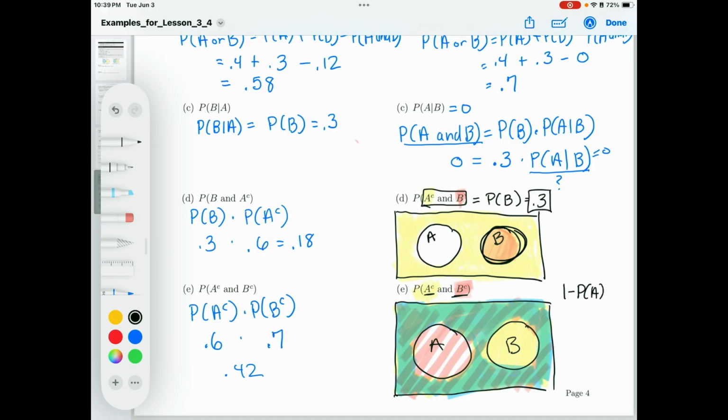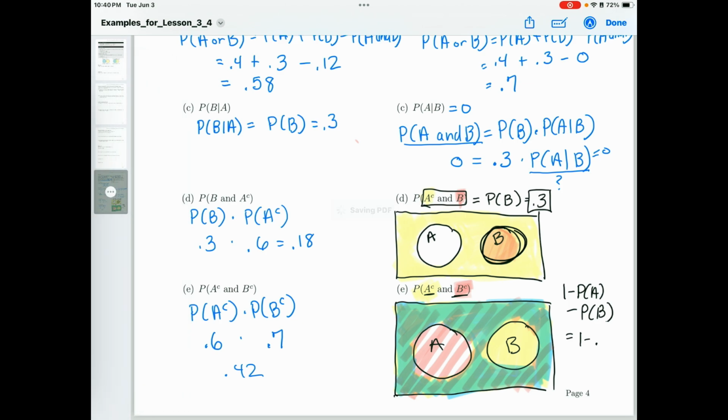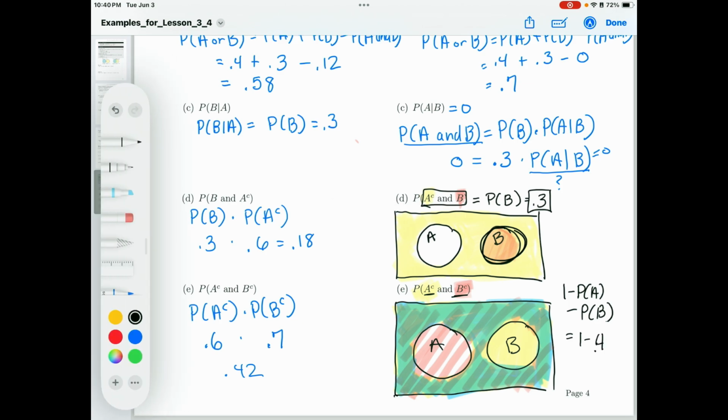But we don't want set A and B. What we want is everything in the blue. So we're going to subtract off the probability of A, and we're going to subtract off the probability of B. And what's left is going to be in that blue shaded area where the yellow and the pink overlap. So we're going to take 1 minus 0.4 minus 0.3. So that's going to leave us with 0.3. So the probability of A complement and B complement is 0.3.